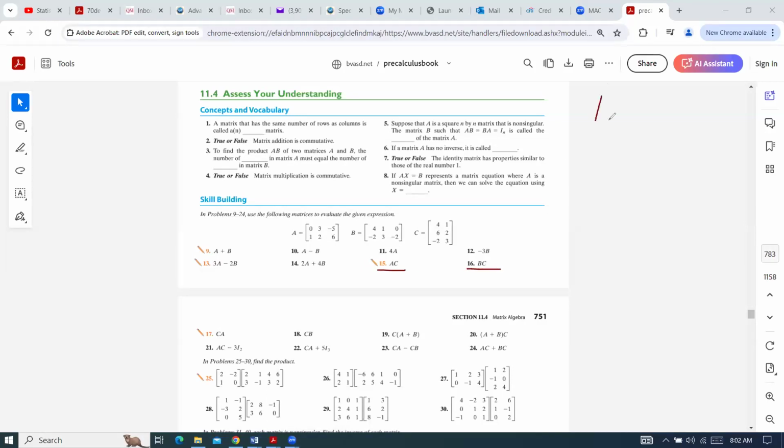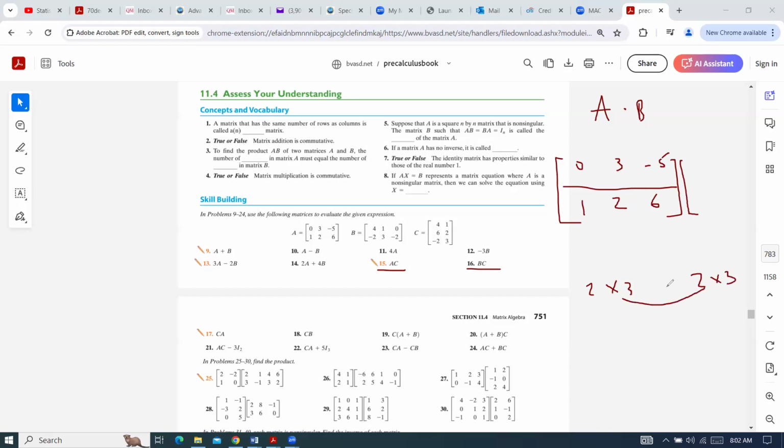Can they multiply A by B? And the answer is no, because A is a 2 by 3 matrix, 2 rows. And matrix B is the same size. It's also 2 by 3. You see, so what? Well, the problem is here.